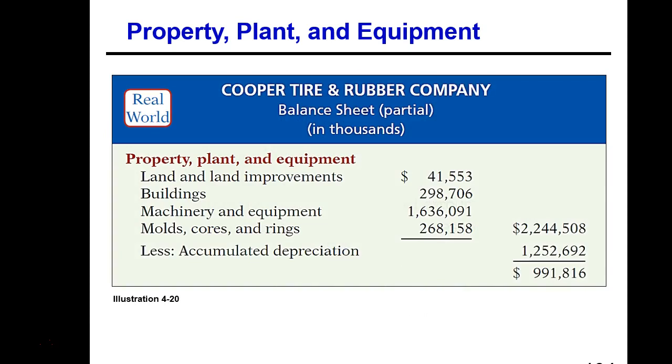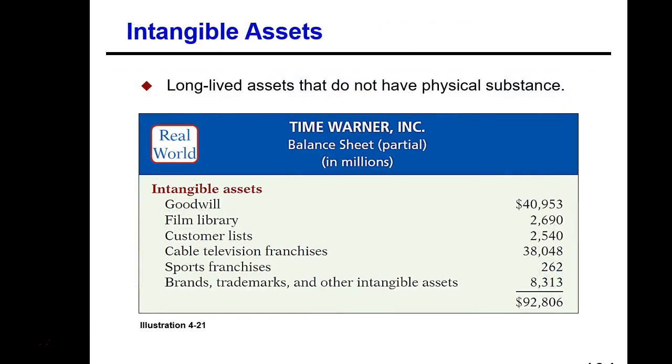So on the balance sheet, we're going to list all of our PP&E assets at their original cost, but we're then going to show how much of that cost has been expensed so far, depreciated, which is shown in the accumulated depreciation account. And this net amount here is known as the current book value of our property, plant, and equipment assets. Next, intangible assets.